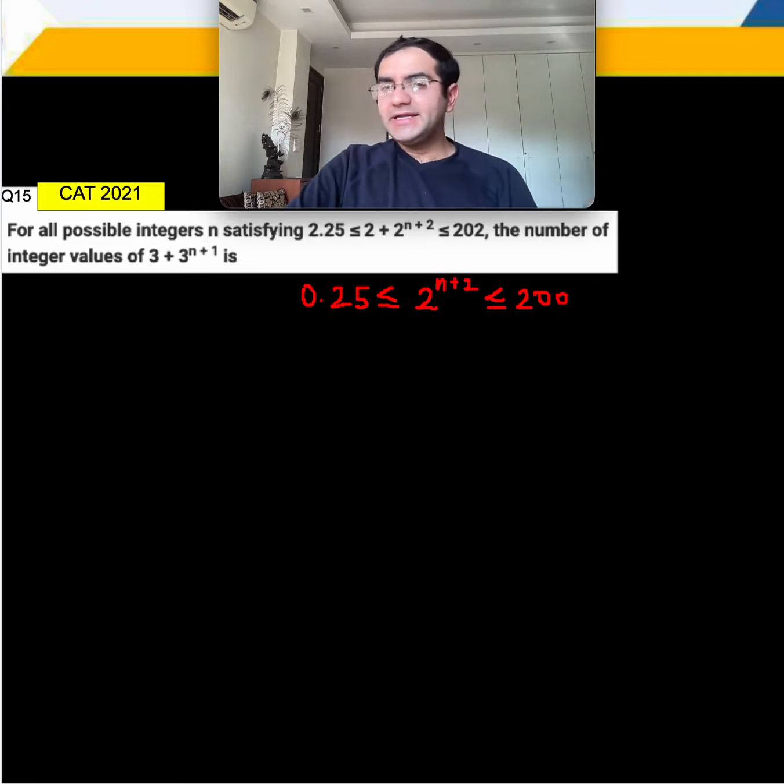And I need it in powers of 2 because n is an integer. So 0.25 is basically 1 by 4, which is 2 power minus 2, and less than equal to 200. So 200 से 100 से nearest 2 का power is what? Is 128, which is 2 power 7. So now you equate all of the powers.